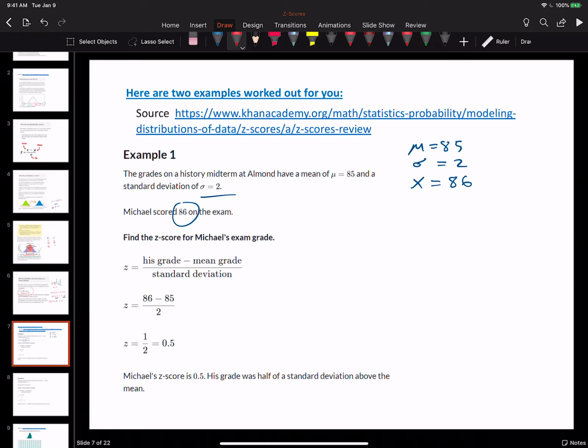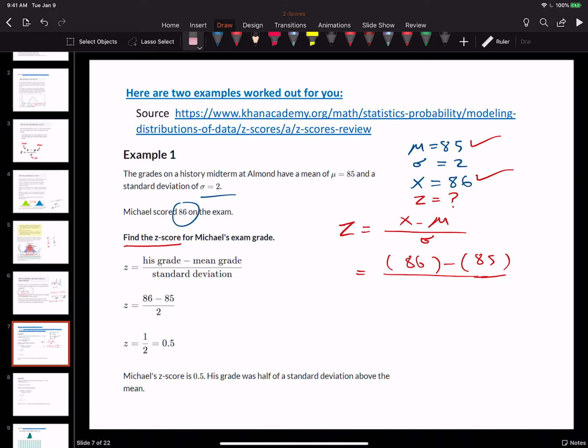Find the z-score. Z is missing. Well, we know the formula. Z equals x minus mu over sigma, which is x was given to me as 86 minus mu, which is given to me as 85, over sigma, which is given to me as 2. So we write 2 right here. And simplifying, we end up with 86 minus 85, that's 1 over 2, which is half.